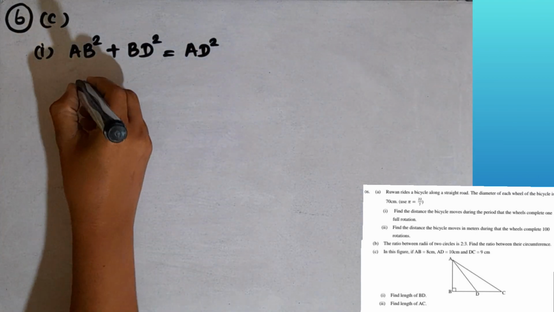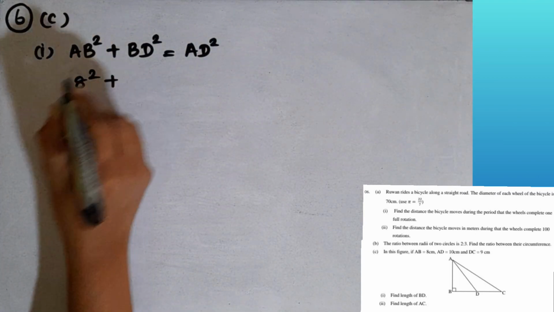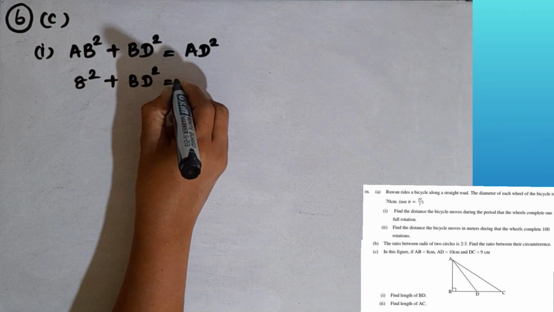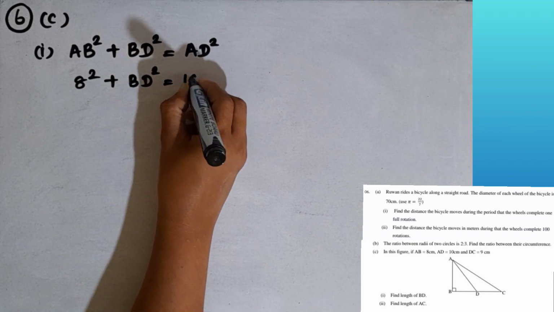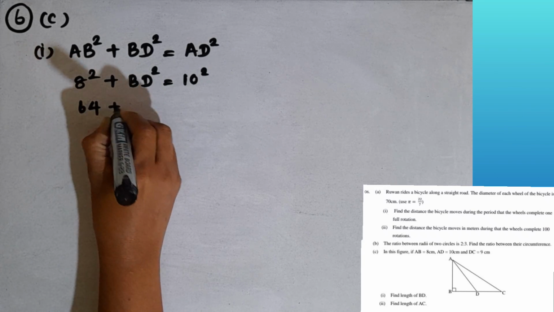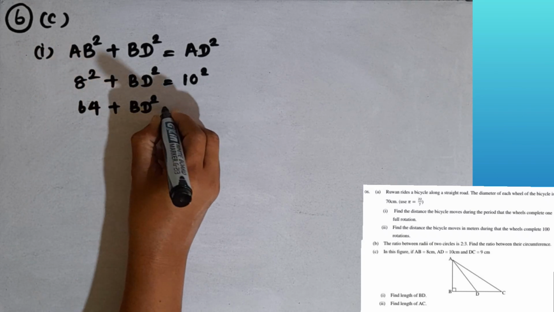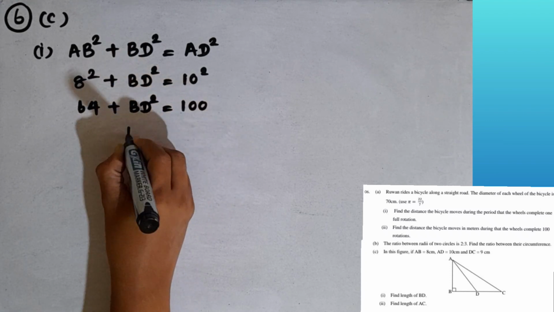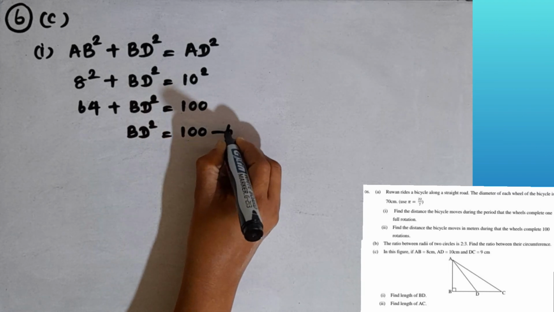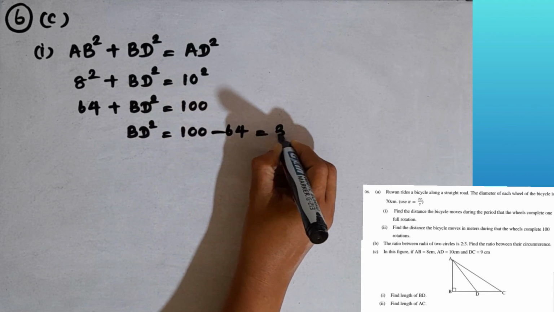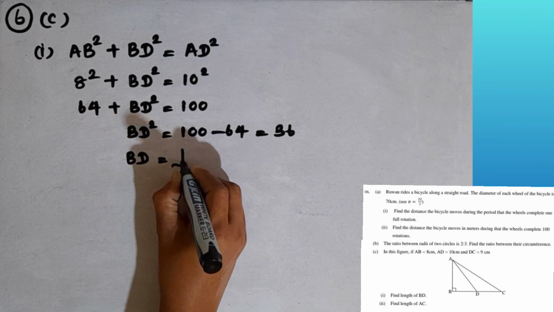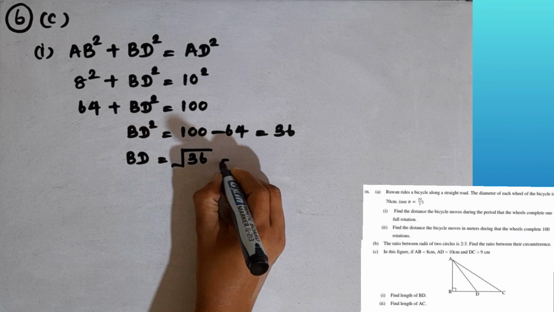AB is 8 centimeters. 8 squared plus BD squared, BD we are finding that, equal to AD is 10, 10 squared. This is 64 plus BD squared equal to 100. BD squared equal to 100 minus 64, 36. So, BD is equal to square root of 36. That is 6 centimeters.